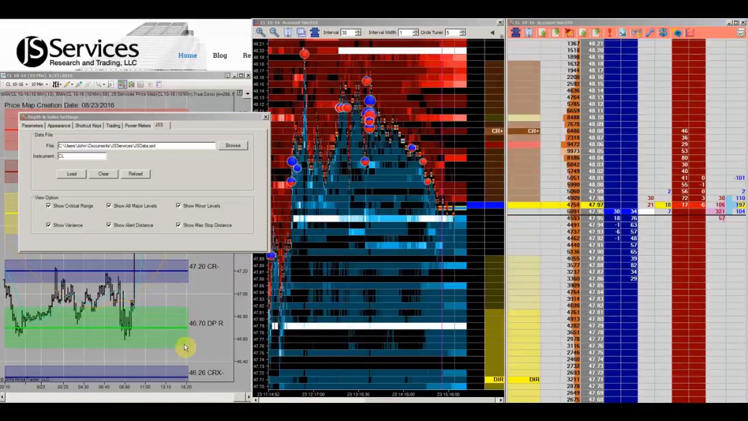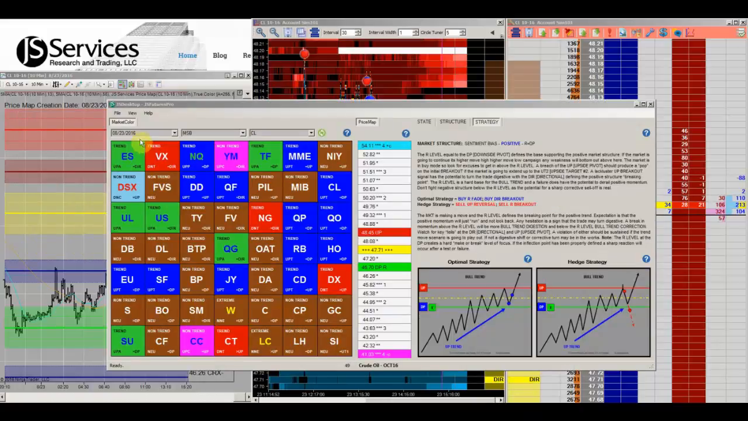When you start your day and you open your platform, you'll have to come here and hit load, and that'll update your price map levels here. The data is going to match up with the date here on your desktop, so if your desktop is not up to date, you can hit this button and it'll refresh your desktop.